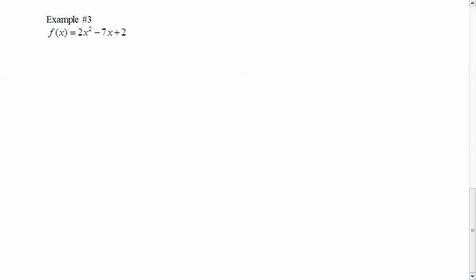Whoa, too far. There we go. So now we're ready for one last question. Again, we want to make sure that it's in y equals ax squared plus bx plus c. Is it? Why, yes. No, it's f. Yeah, that's fine. F of x, remember, f of x is the same thing as y. So that's okay. Y equals 2x squared minus 7x plus 2.